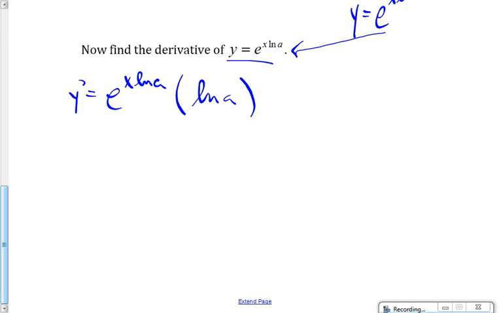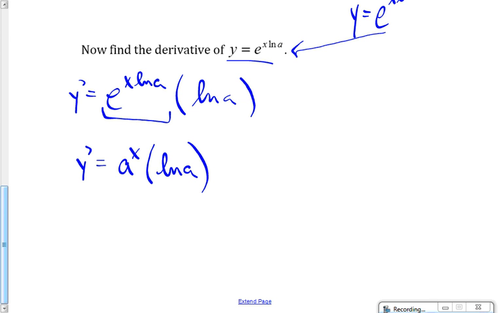Okay. Let's not even leave it like that, because there's an easier way to write this. Let's go back, and I know it's a weird thing to do, so let's go back and undo what we did that was weird earlier. What's e to the x ln a? A to the x. So y prime is a to the x ln a, which is kind of cool.